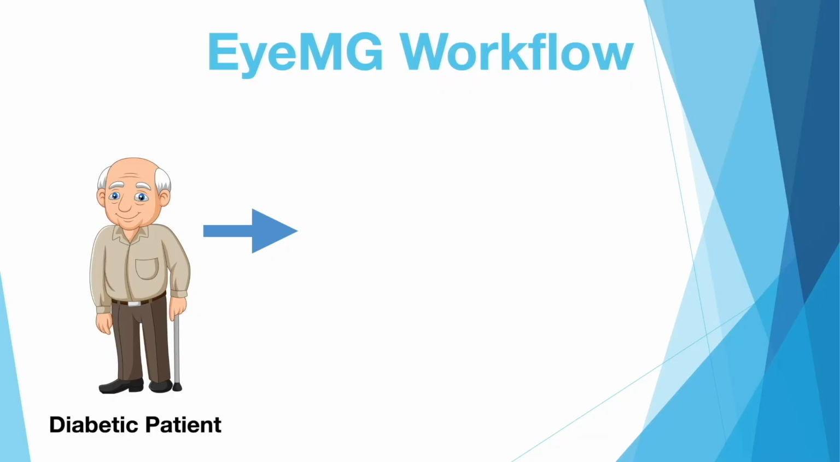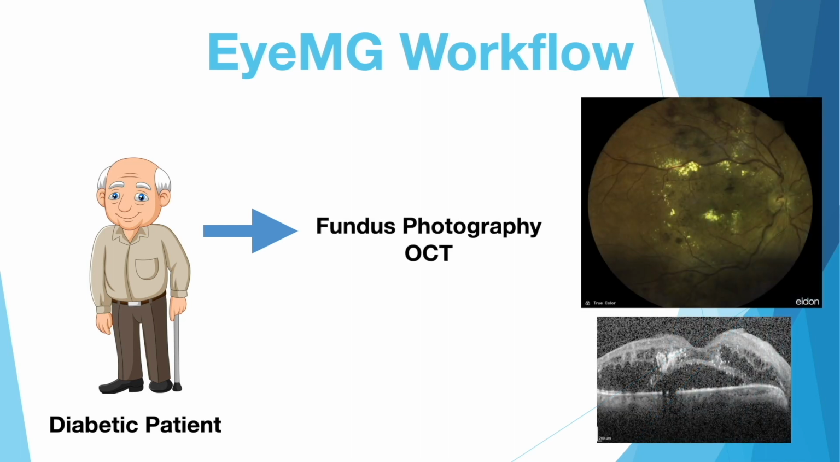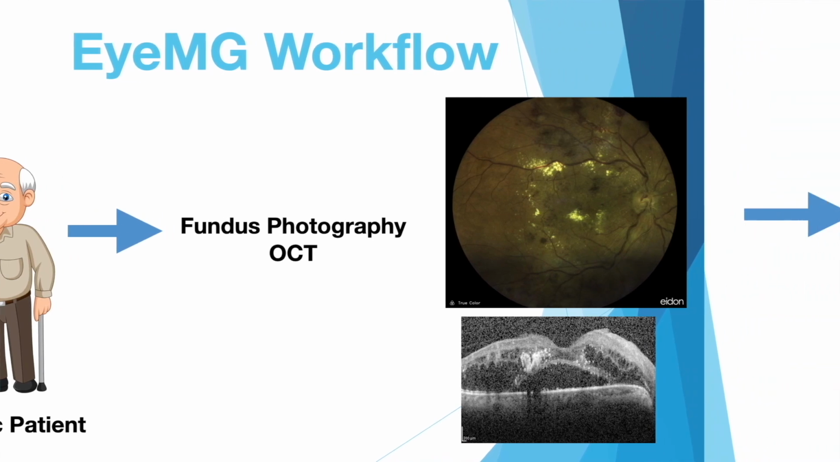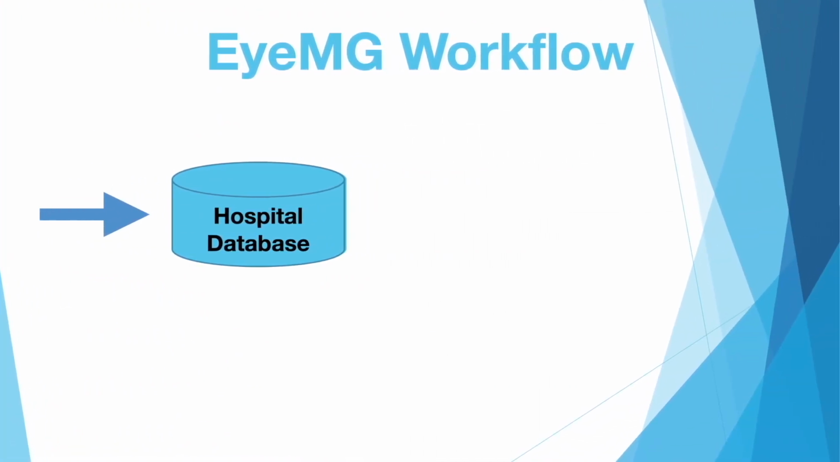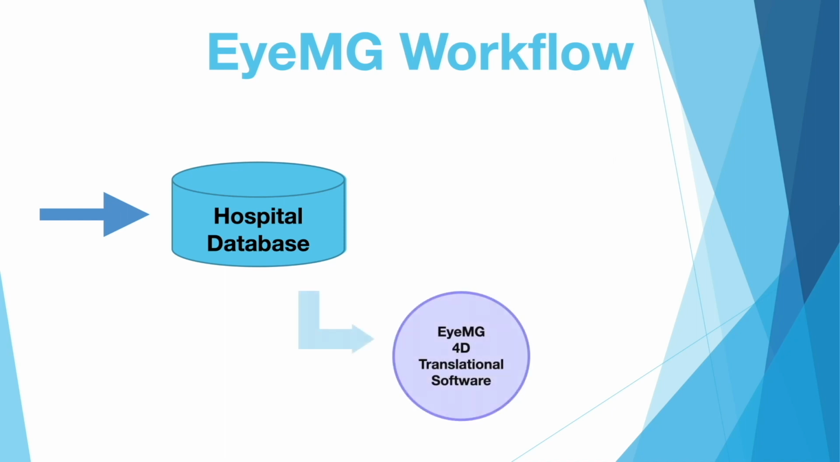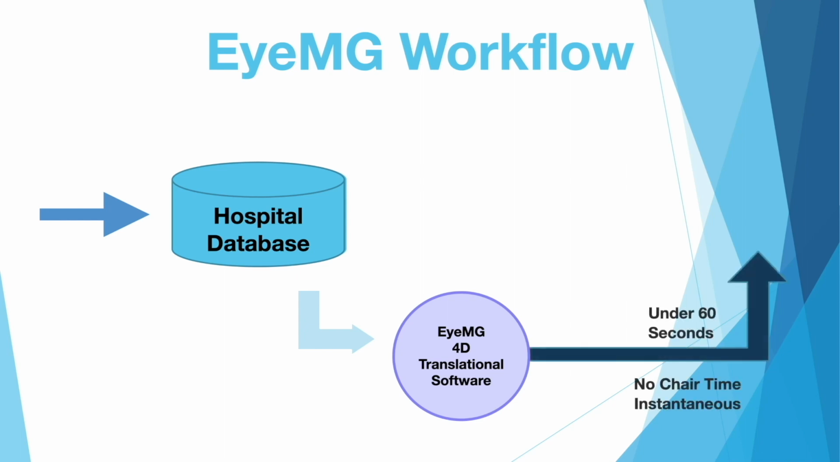Let us see the IMG software workflow. For example, when a diabetic patient walks in and when we do the fundus photograph and the OCT for him, his 2D data enters the hospital database, which is intercepted by our 4-dimensional translational software IMG and is converted into 4-dimensional holograms in less than 60 seconds instantaneously with minimal chair time.